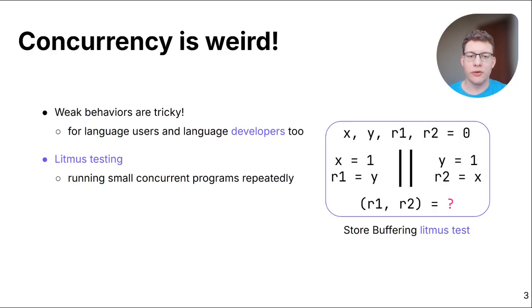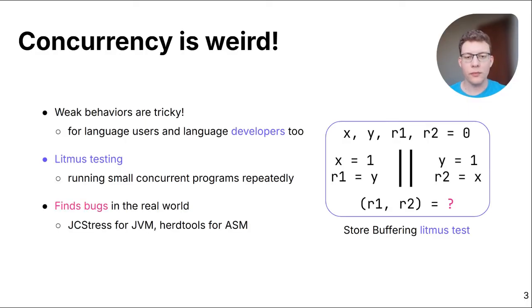First, we write small concurrent programs called litmus tests, and then we execute them repeatedly, trying to get all possible outcomes of the program. For example, the program shown in the previous slide is actually one of the standard litmus tests named store buffering. Litmus testing has been successfully used to find bugs in the real world. For example, there is JCStress, which is a tool for litmus testing in Java maintained by Oracle, and it has found multiple bugs in multiple JVM implementations. There is also the herd tool suite, which performs litmus testing in assembly language, and it's widely cited in scientific papers on this topic.